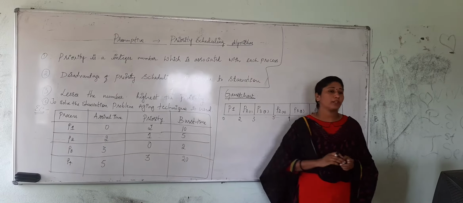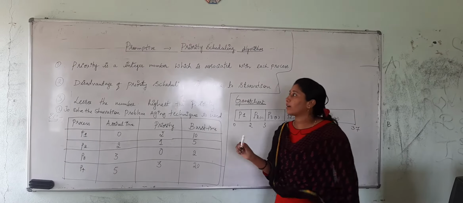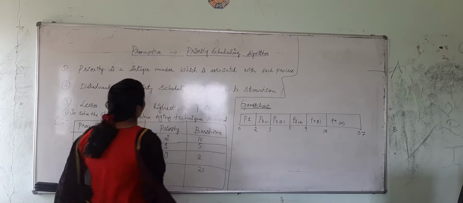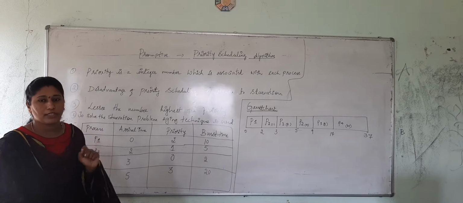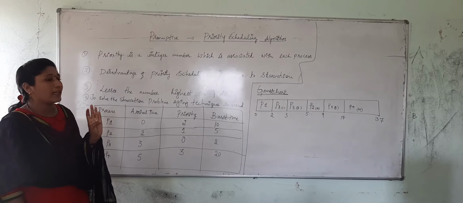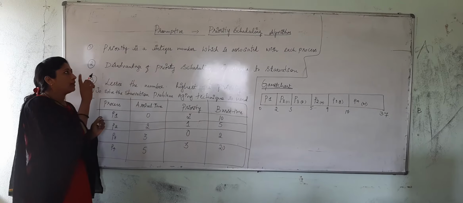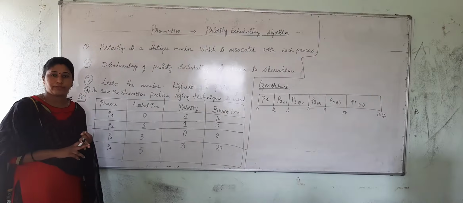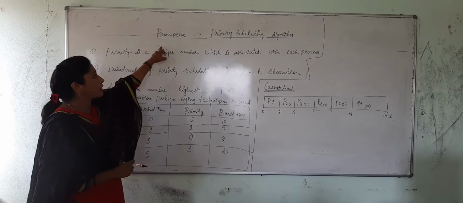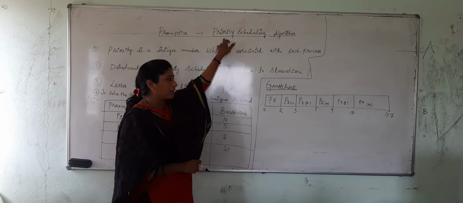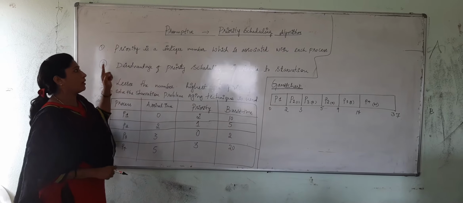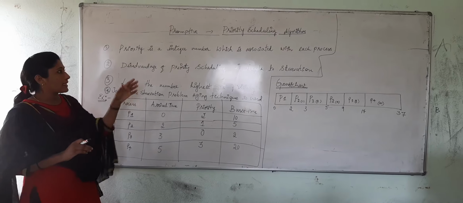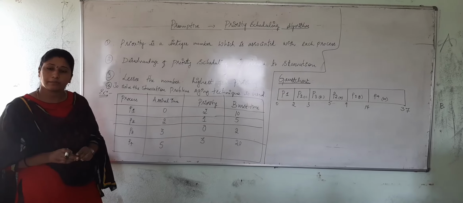In today's class we'll be going with the next scheduling algorithm, that is called priority scheduling. In the earlier class we covered the FCFS scheduling algorithm and shortest job first. In today's class we'll be going with this priority scheduling algorithm. Before that, let us go through a brief introduction. So what exactly does this priority scheduling algorithm do?